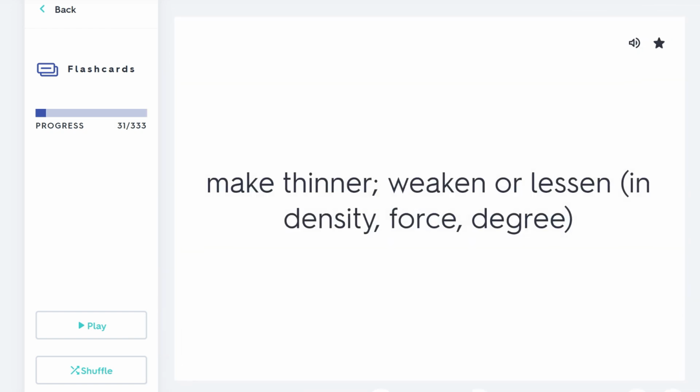Attenuate. To make thinner, weaken or lessen in density, force or degree. Her grip on reality had truly become attenuated. She was barely making any sense. The rope holding up the bell had become truly attenuated. It was barely there anymore. So thin and weak. Attenuate, linked to tenuous.